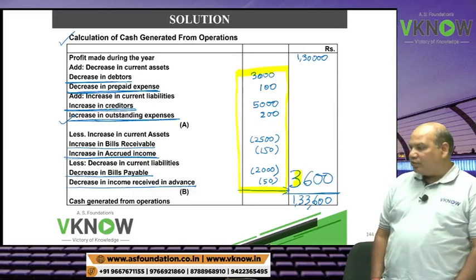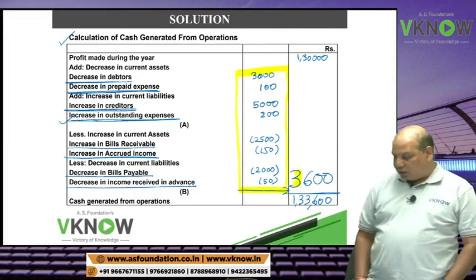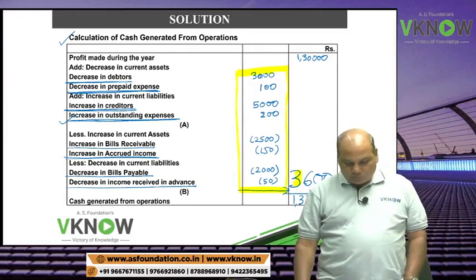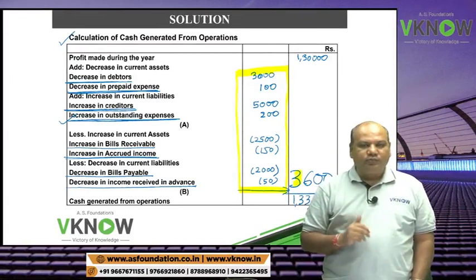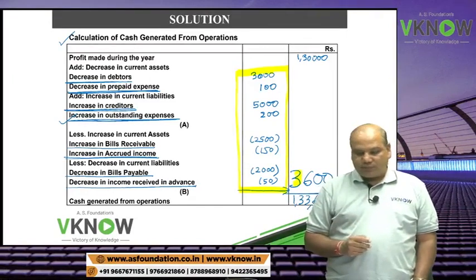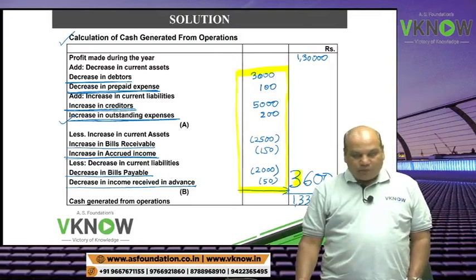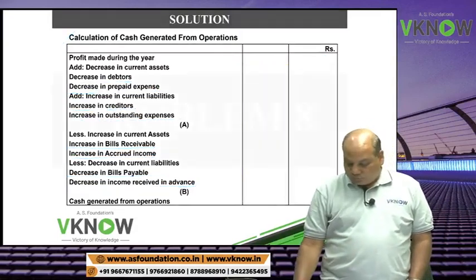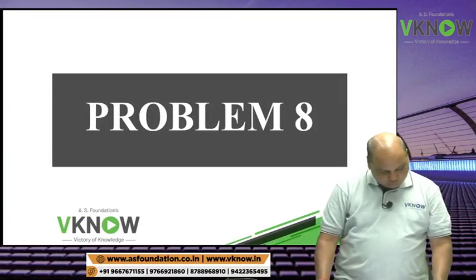Any other answer? Total of the last column is 133,600. Chaurasia is right. So this answer is over. Any query on this? If you have no query, let us come to the next question, number 8.